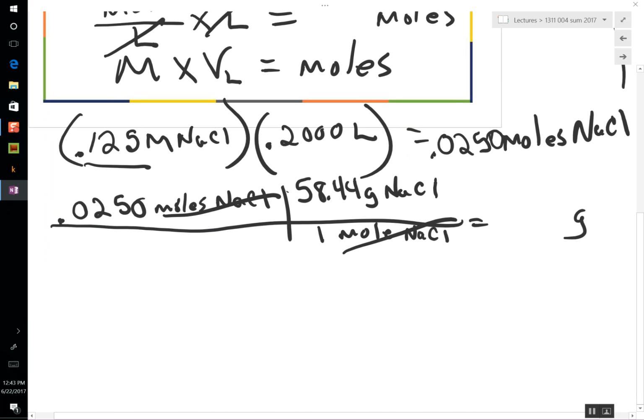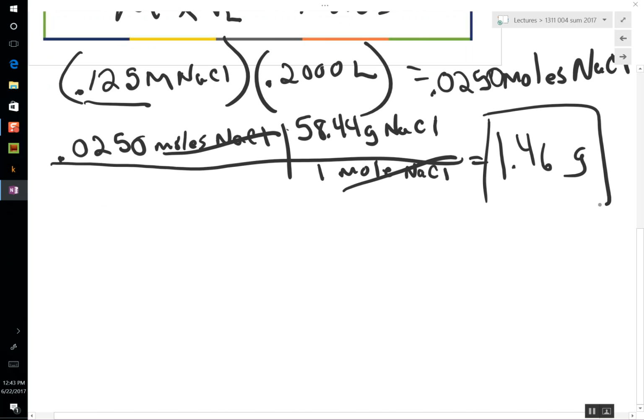How many grams? 1.46. Okay, now, I told you this is a practical problem if you were in a lab and wanted to make this solution. So what would this person do? Now they're armed with that. They know they need 1.46 grams of sodium chloride.